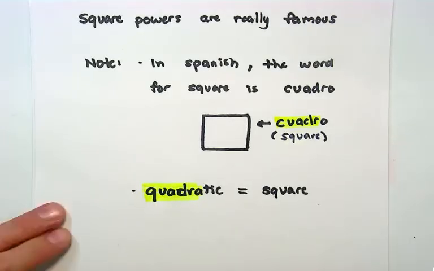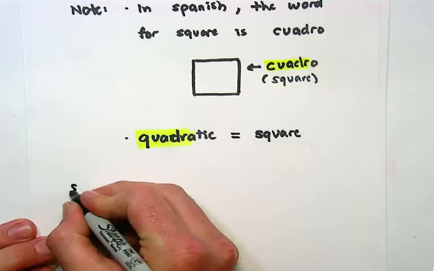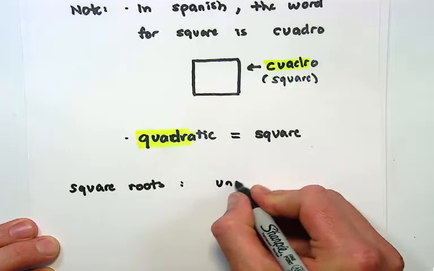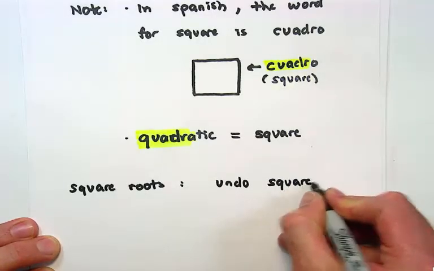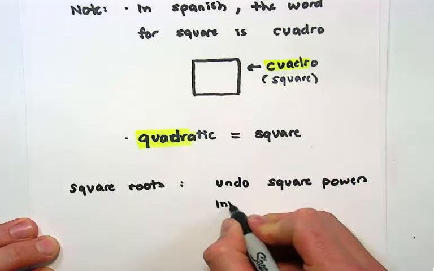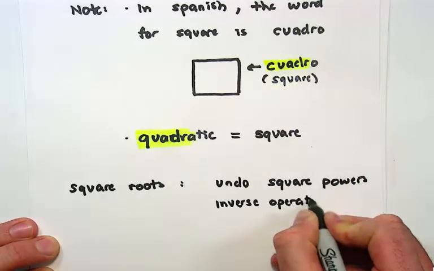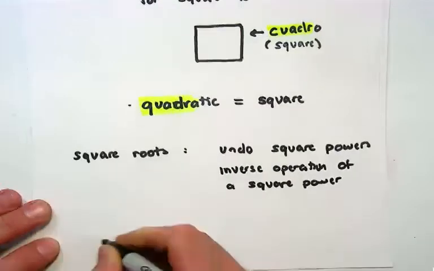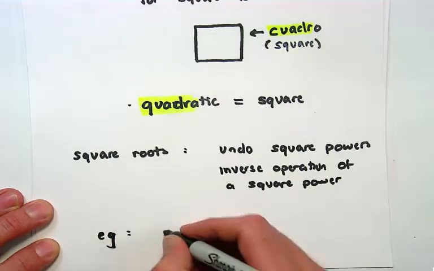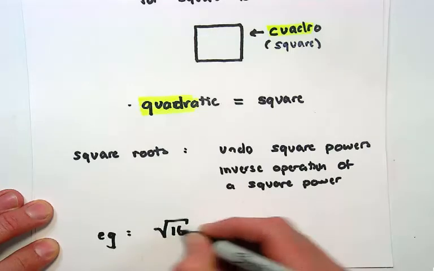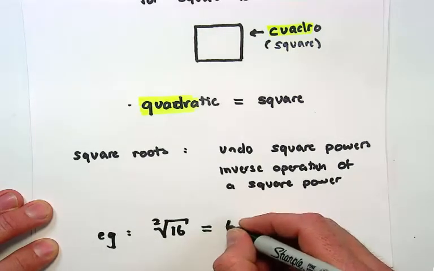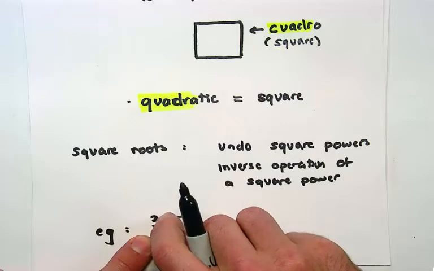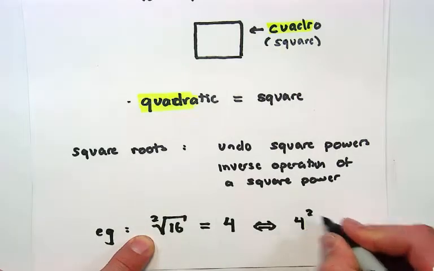Last thing I want to talk about is square roots. And the really cool thing about square roots, these undo square powers. You could call this the inverse operation of a square power. So a great example of this, if I take the square root of 16, that thing is equal to 4, because if I take 4 squared, that's equal to 16.